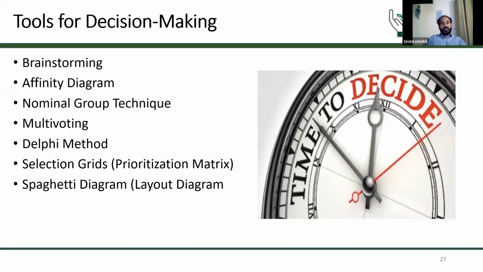Now we are going to discuss the decision making tools. When we want to make any decision, which tools do we have to use? For the decision, we are using brainstorming, affinity diagram, nominal group technique, multivoting, Delphi method, selection grid, and spaghetti diagram.